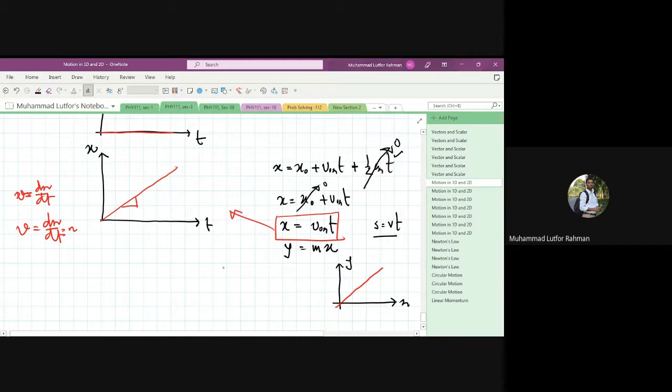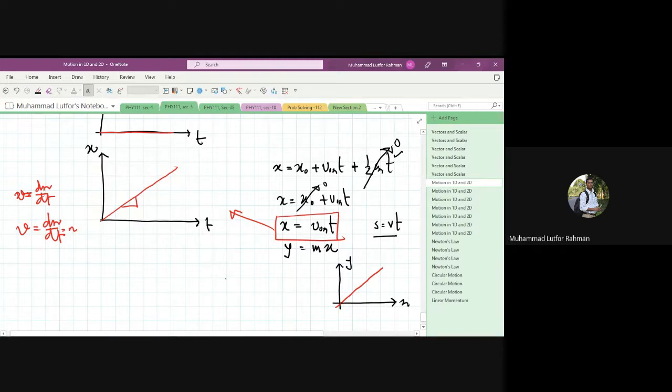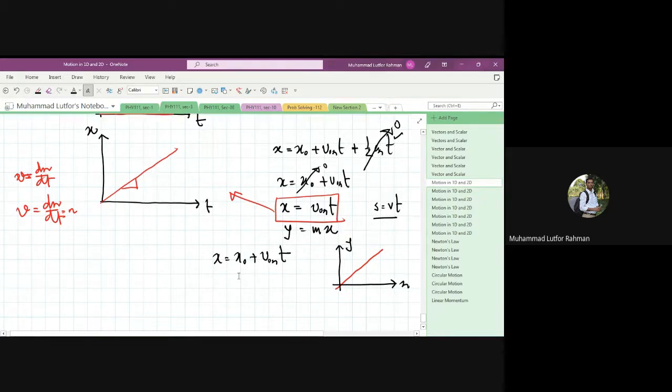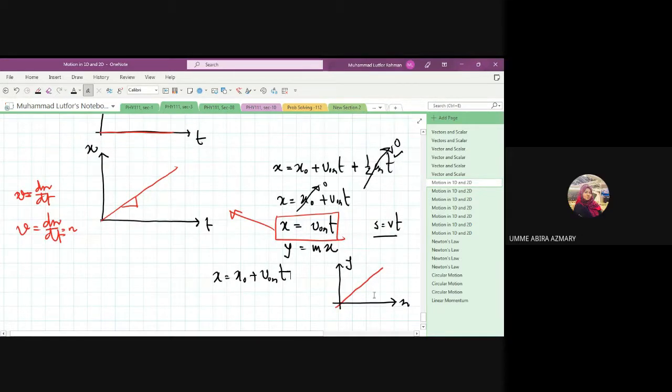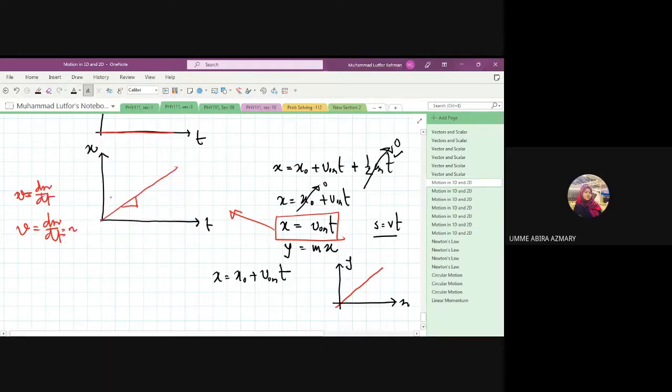What about if x naught is not zero? Then in that case, what would that be? Say x equal to x naught plus v naught xt. Right now, what would be the equation or the curve? I want to know the curve. It won't start from the zero origin. It will start from the value x naught, on the x-axis from any point. There will be a constant value of x naught, and it will start after that x naught.